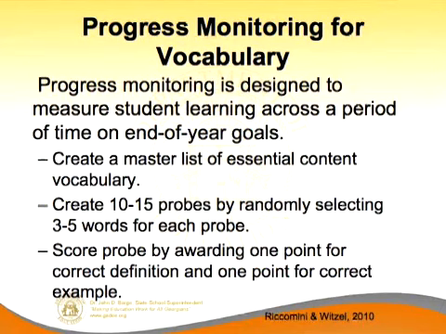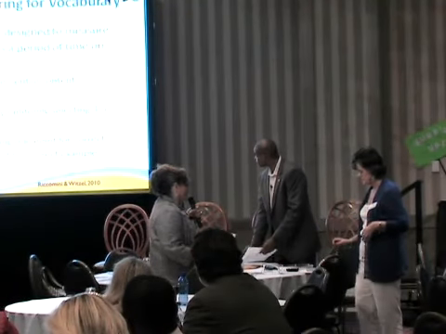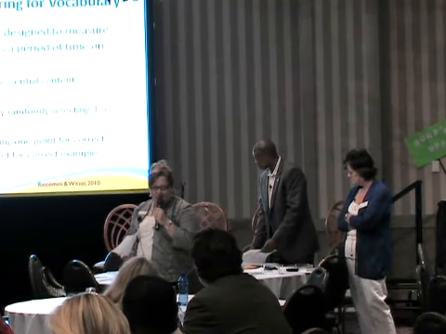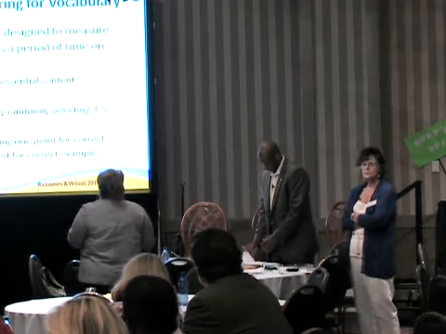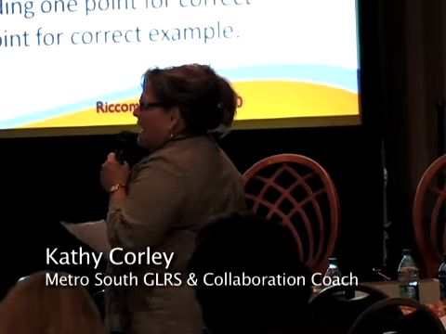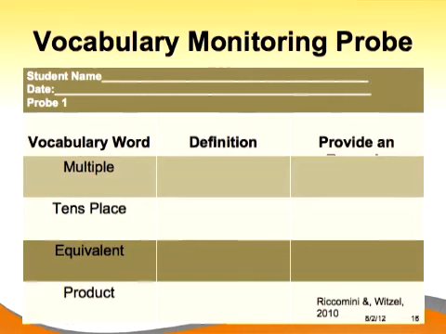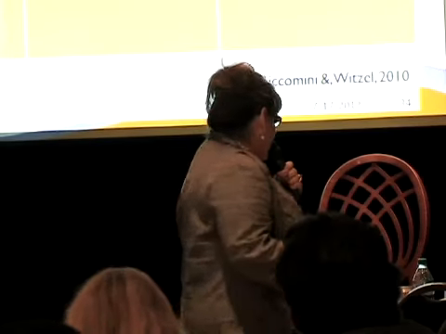Okay, once you've determined those Tier 2 words, then you're going to be looking at how we're going to monitor for progress as students engage in making meaning of those words. They're going to be actively engaged in the classroom, and the teacher's going to be engaging them with her modeling of the vocabulary. This is an example of how you might create a progress monitoring tool. This is only an example. The next slide is a vocabulary monitoring probe developed from thinking about how we're going to monitor progress with vocabulary.